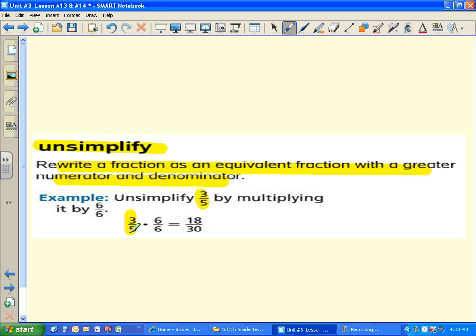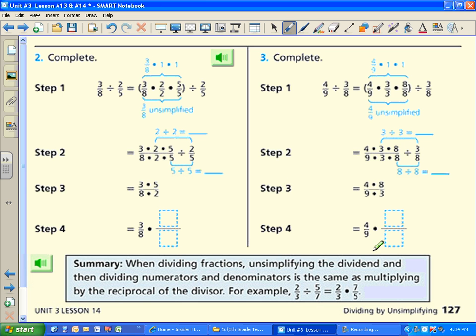What they're saying is to rewrite a fraction as an equivalent fraction with a greater numerator and denominator. 3 times 6 is 18. 5 times 6 is 30. So 3/5 and 18/30 are equivalent. 3 times 6, 5 times 6. Copy that definition down. Copy that example down. Let's look at a couple more here.